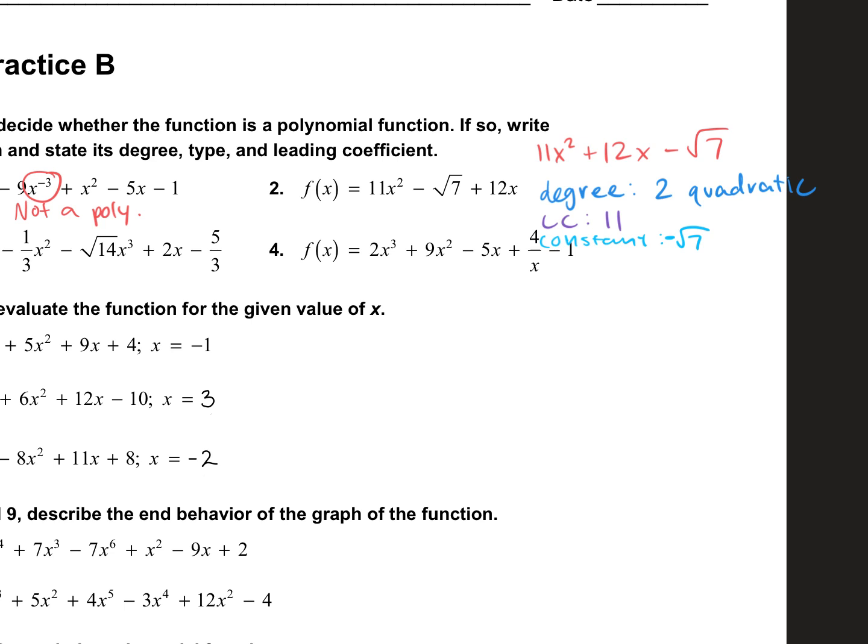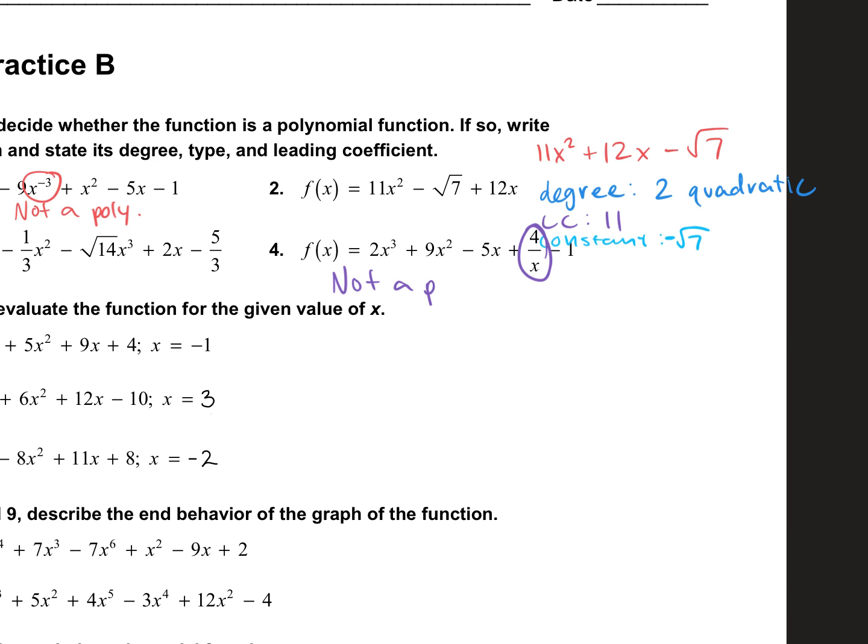All right, and let's look at 4 real quick. Is 4 a polynomial? Four is not a polynomial. Why is it not a polynomial? Because we have an x on the bottom. That x on the bottom would be like x to the power of -1, and negative exponents mean that it's not a polynomial. So not a polynomial.